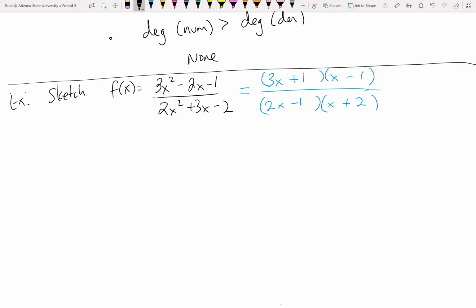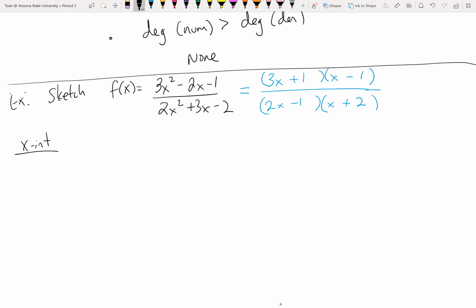Next, what I want to do is find all the special points. What are some special points on a graph? You have your x-intercepts, of course. You have your y-intercepts. And for rational functions, we have asymptotes. There's no particular order in which to find the pieces. You just want to find them all. So no rhyme or reason to the ordering. Let's go ahead and find the pieces. Let's start with x-intercepts. Why not?